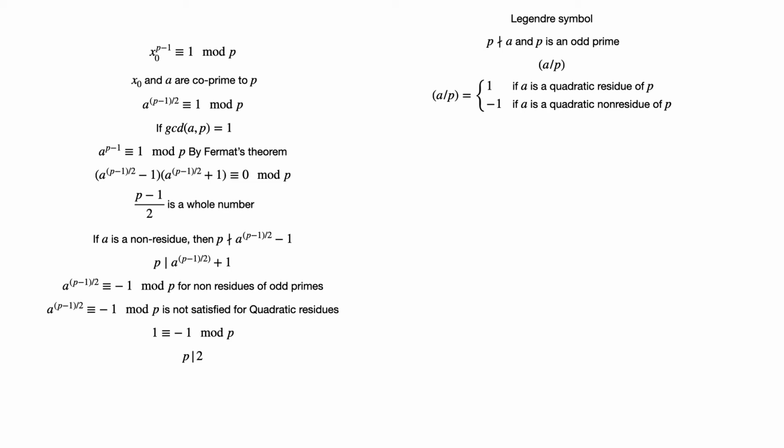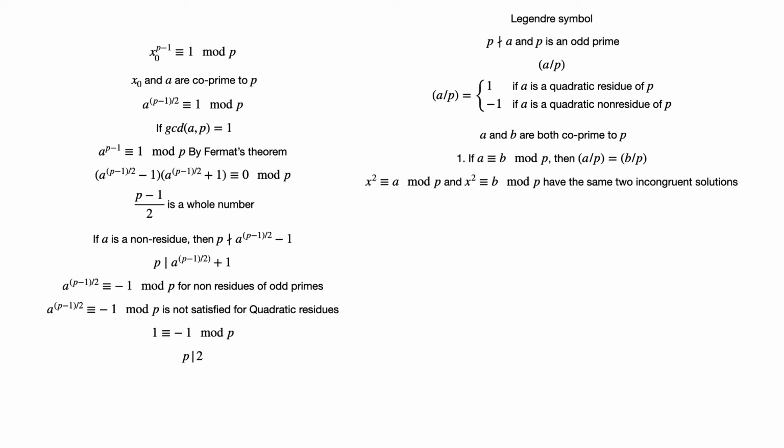Now for its properties, we make the assumption that the two numbers a and b are both coprime to p. 1. If a is congruent to b mod p, then the Legendre symbol (a/p) equals (b/p). Obviously, if the equation x squared congruent to a mod p has a solution, then x squared congruent to b mod p also has a solution, since a is congruent to b mod p. What's more is that they have the same two incongruent solutions modulo p. But if one of them is insolvable, then so is the other.